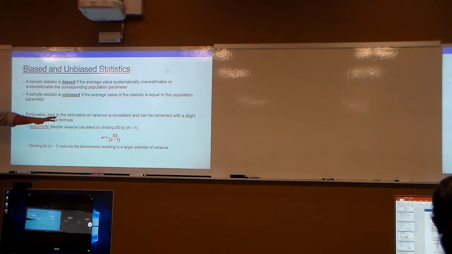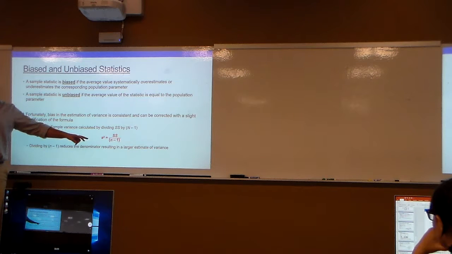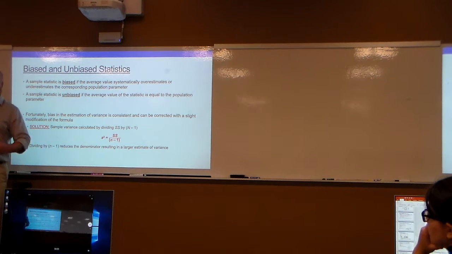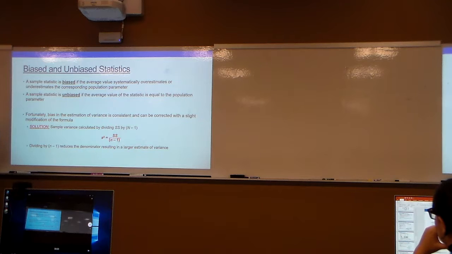And so conceptually, you can start to see how this works. It's a very small adjustment, but the magnitude of the adjustment depends on the size of my sample. As the size of my sample gets larger and larger, I get less and less worried about bias. When I have very small samples is when this starts to become a problem.